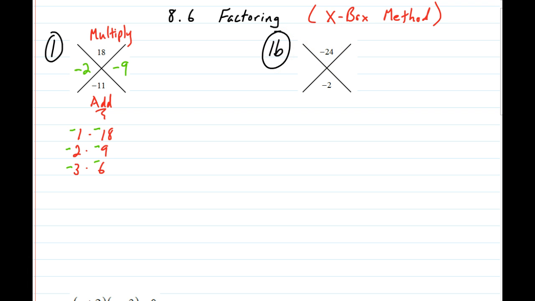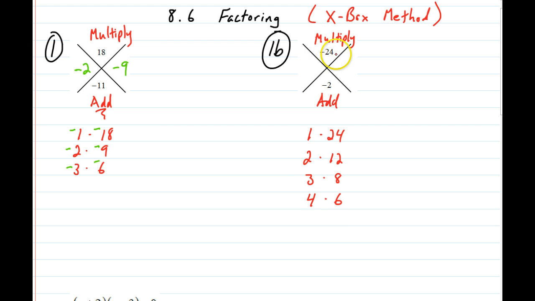Now here notice that these numbers are going to multiply to negative 24 and add to a negative 2. So the factors of 24 are 1 times 24, 2 times 12, 3 times 8, 4 times 6, 5 doesn't go into 24, 6 goes into 24, but we already have that set with 4 and 6.